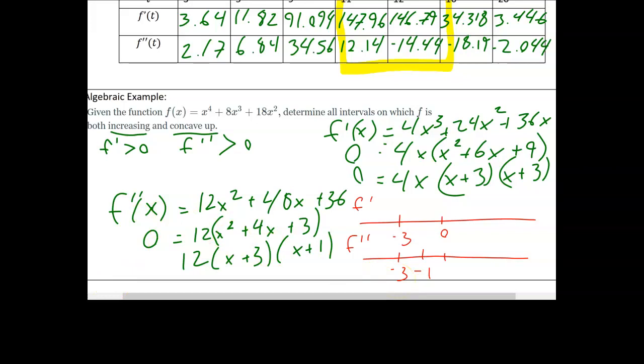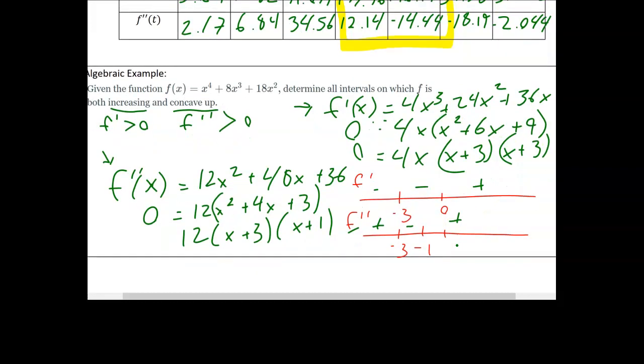Then when I plug in points to check, I'm going to plug in for this sign chart to f prime of x. So I'm going to use this guy, and I get negative, negative, and then positive when I test points. And then for f double prime, same thing. I'm going to use this guy when I plug in points, and I get positive, negative for between -3 and -1, and then positive again.